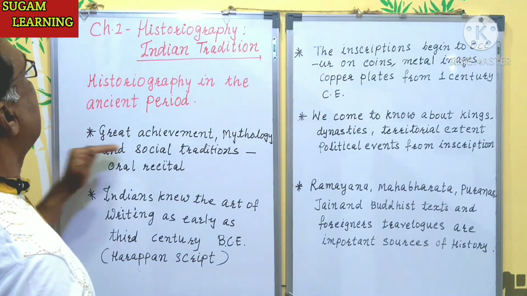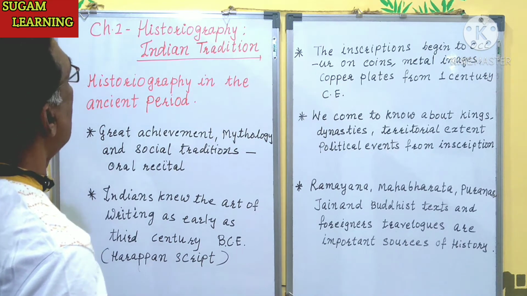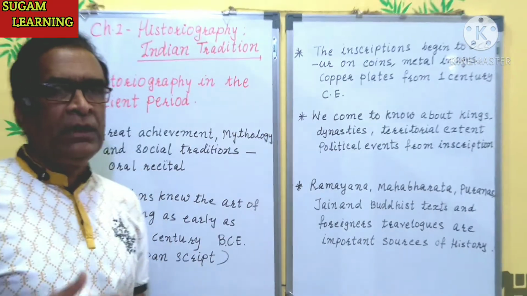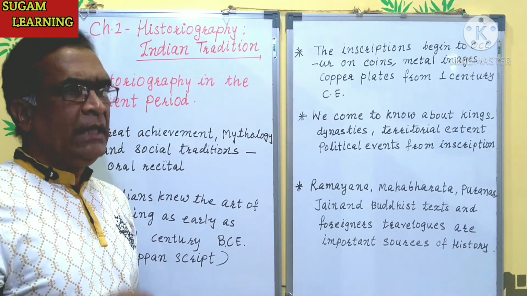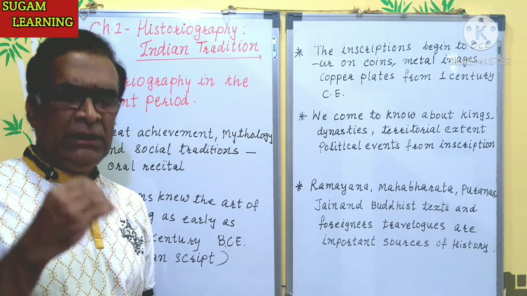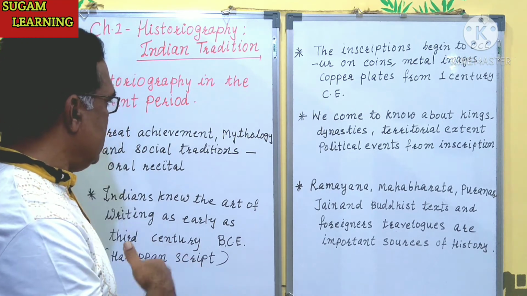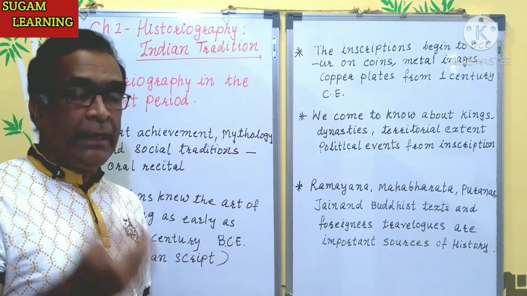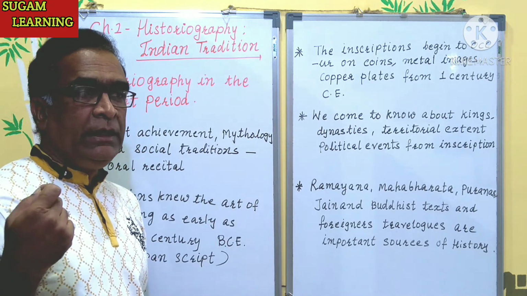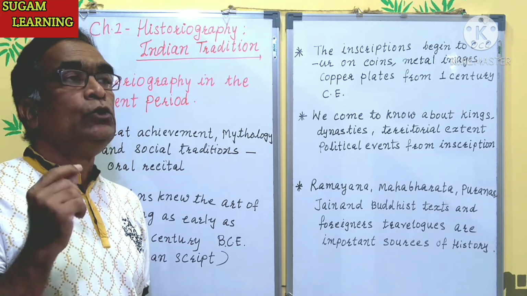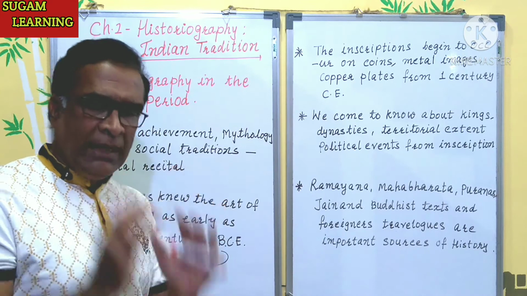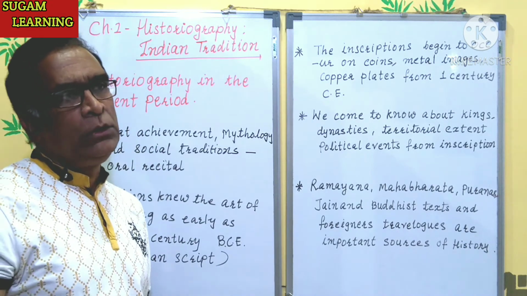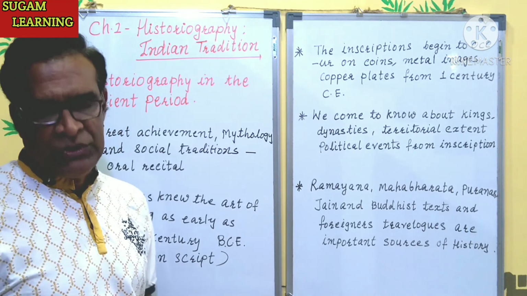See, the first point says the great achievements, mythology and social traditions all came from generation to generation through oral recital. You know that in a very ancient time, mythological stories, the Vedas, the Puranas and the different important social traditions and festivals which were celebrated then were all recorded, but probably because then the Indians did not know the art of writing, it was stored in the oral form, and in the ancient period it was handed over to the next generation through oral recitation.